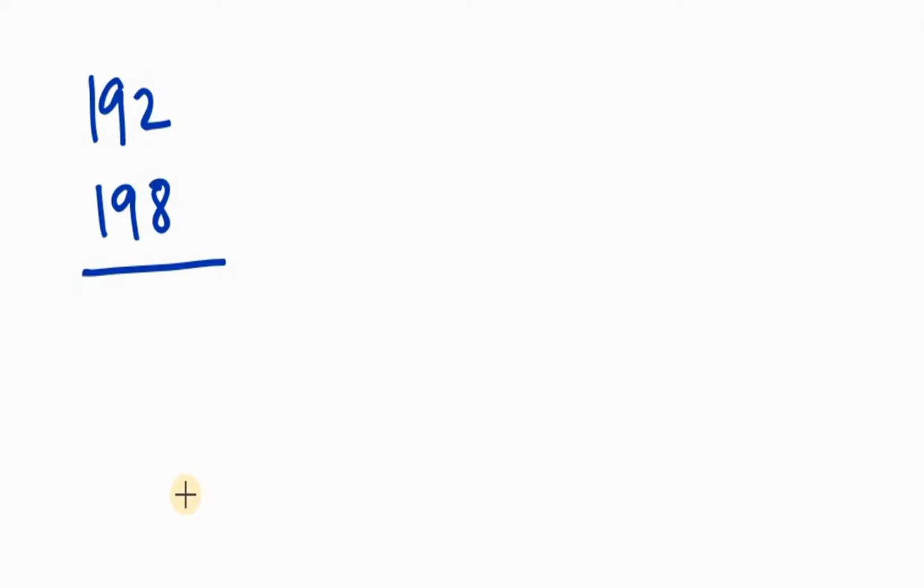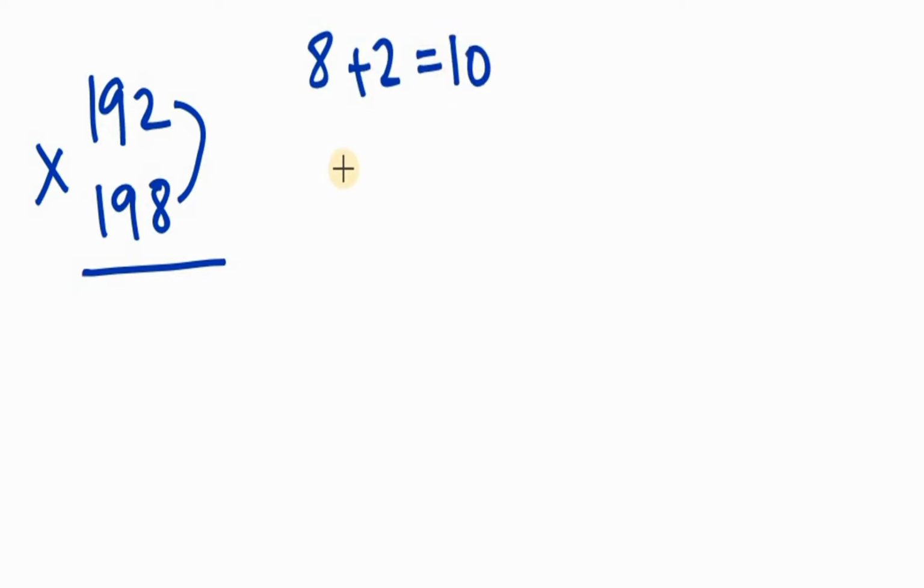Hello everyone. So now we can calculate 192 multiplied by 198 within just 3 seconds. So how? Let us check the steps here. Just check out the last two digits, 8 and 2. What is the sum of 8 and 2? That is 10. So multiply 8 and 2. What we will get? 16.